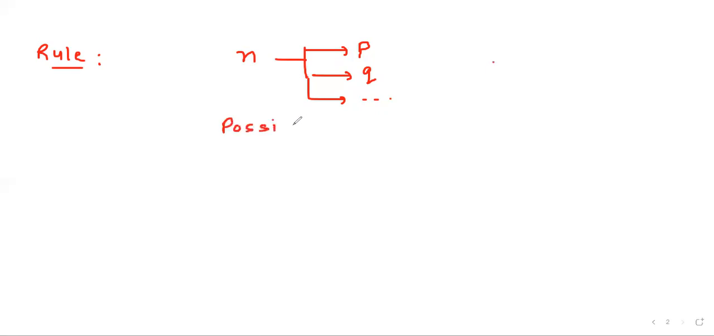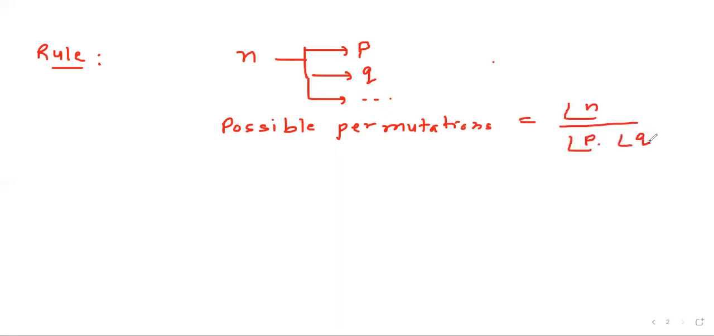Now let's see some rule. If there are n objects in which p are of one type, q are of second type, and rest are different, in that case, total number of possible permutations will be equal to factorial n divided by factorial p factorial q. Let's see one example.